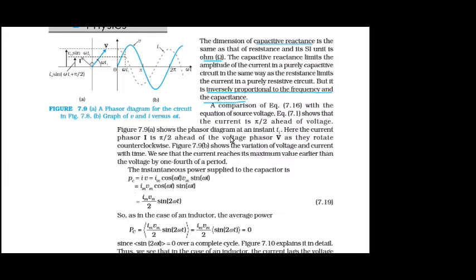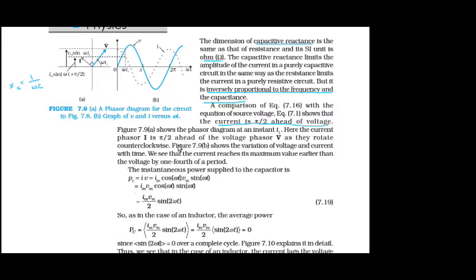Why are we saying that? Because Xc is equal to 1 by omega c. So it is inversely proportional to the frequency as well as to the capacitance. A comparison of equation 7.16 with the equation of the source voltage, that is 7.1, shows that the current is pi by 2 ahead of voltage. So in this case, current is pi by 2 ahead of voltage.